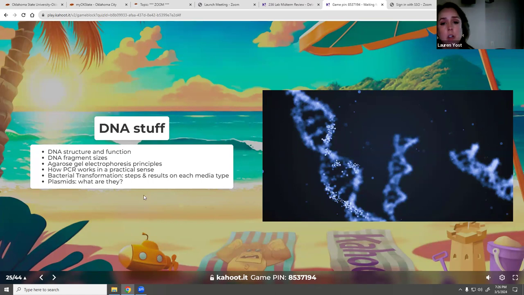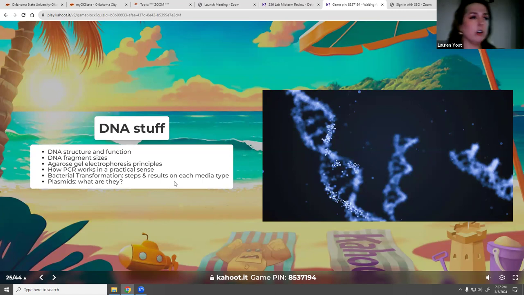Bacterial transformation, you know, the steps, that part wasn't hard. And then the results for each type of media. That's not too hard. I just don't want you to get tripped up on it because there is a question that's going to ask you what products are made on this media. Okay, so know the three types of media and what products are made and you'll be good to go.